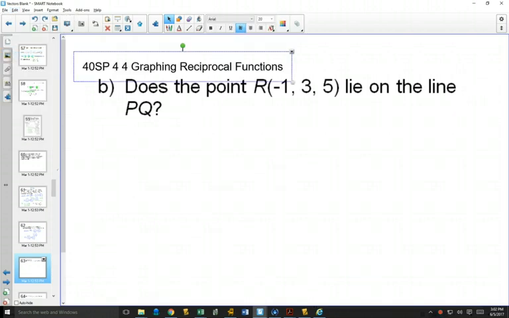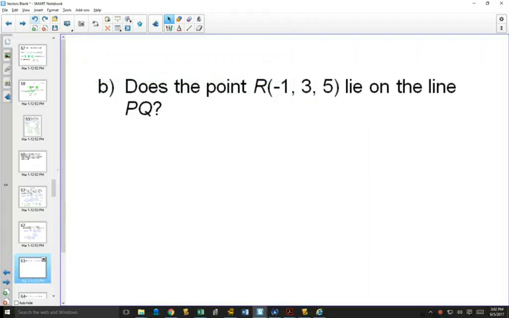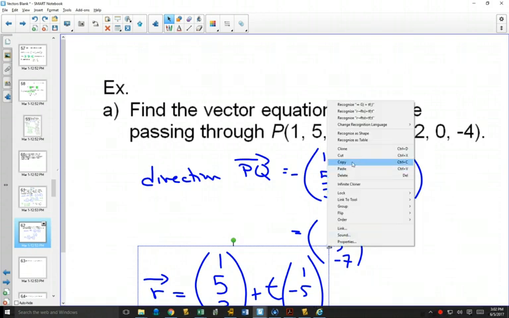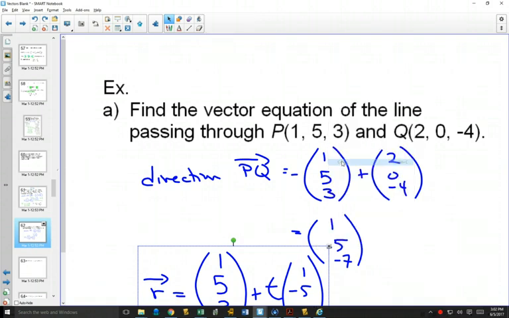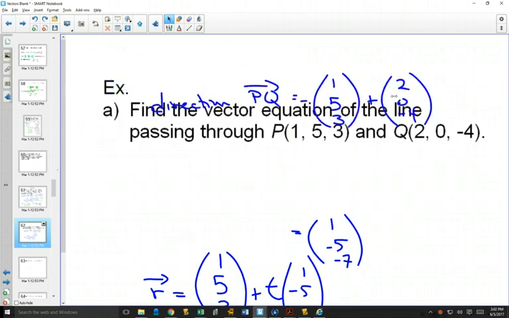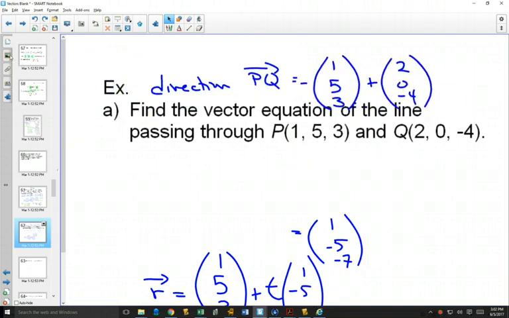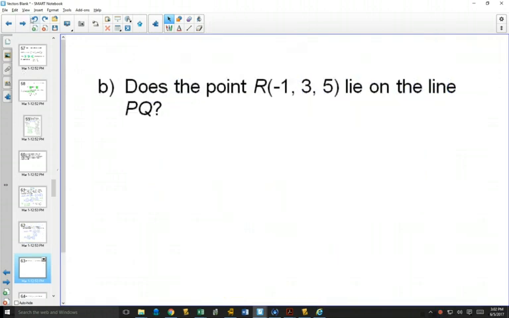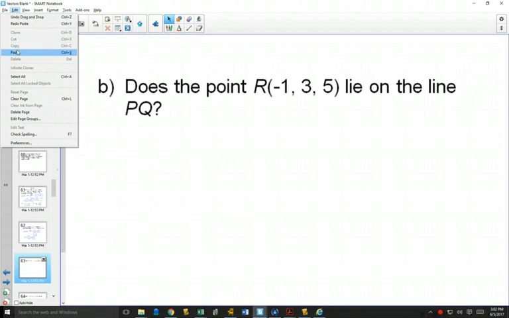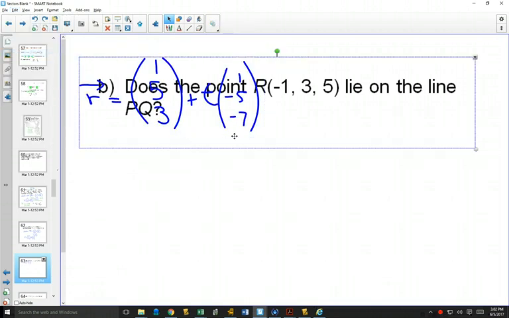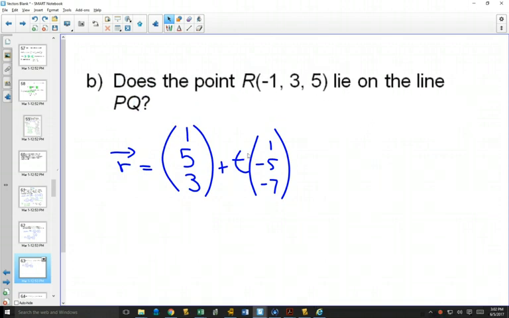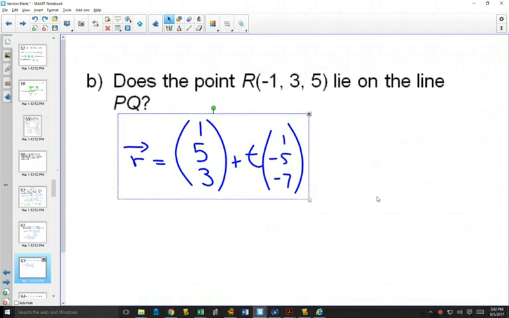Oh, didn't work. I just want to copy that equation. Copy. Oh, yeah, that's not what I wanted. Okay. There it is. Beautiful. There we go. So there's our equation from before.